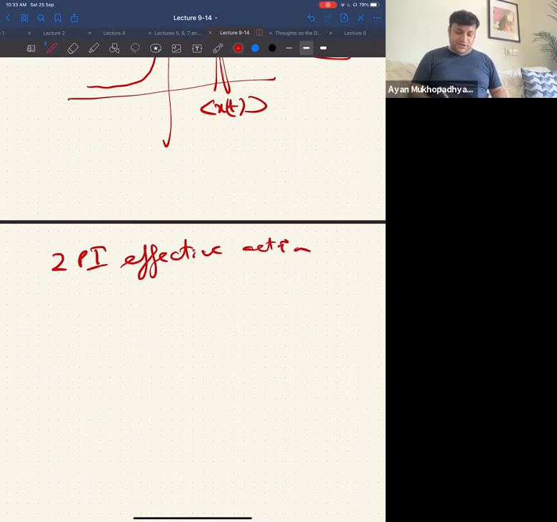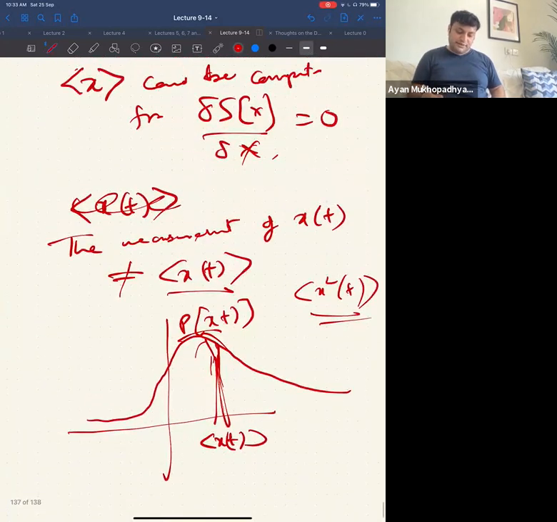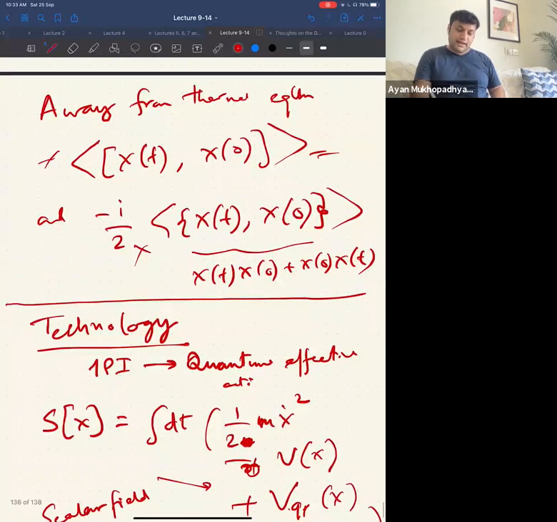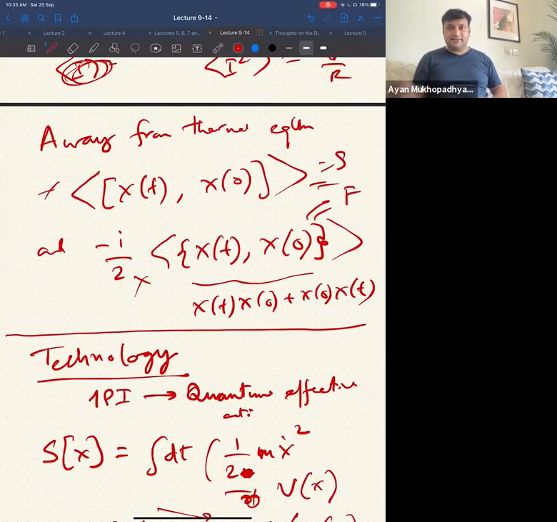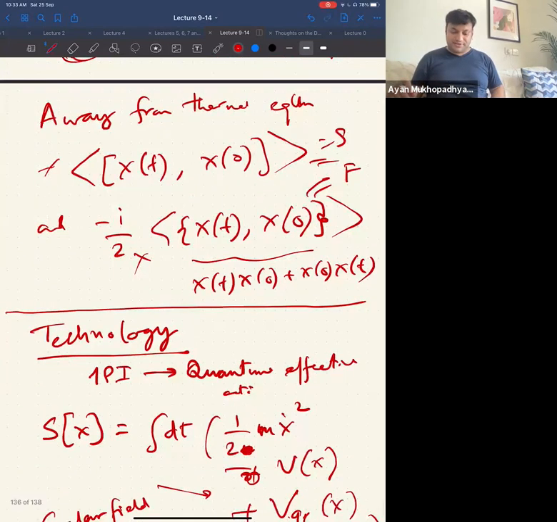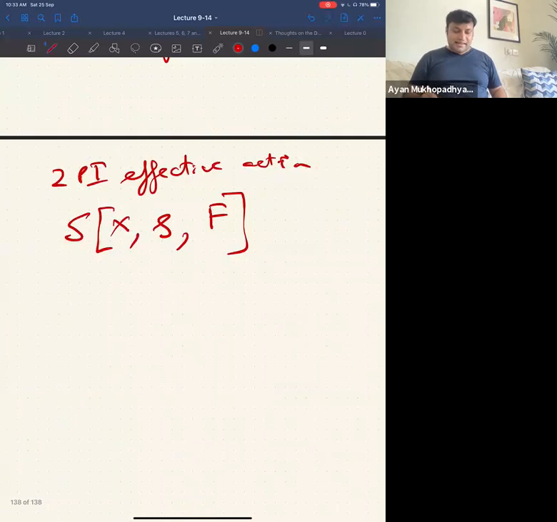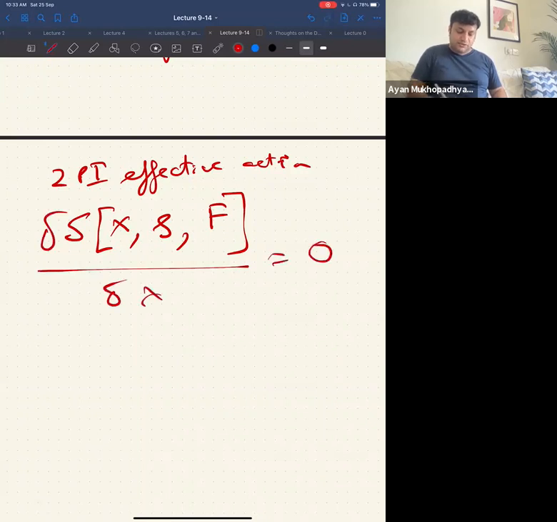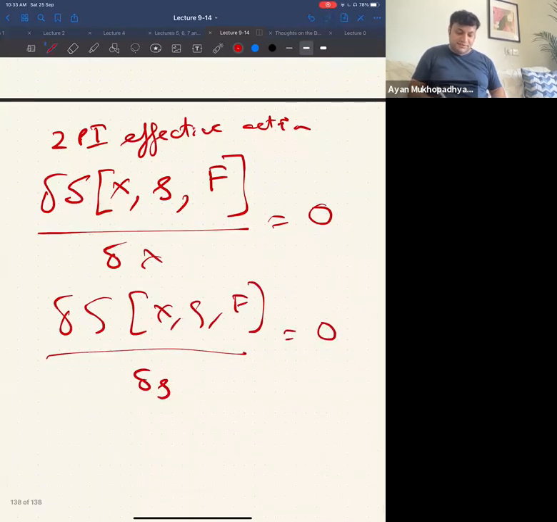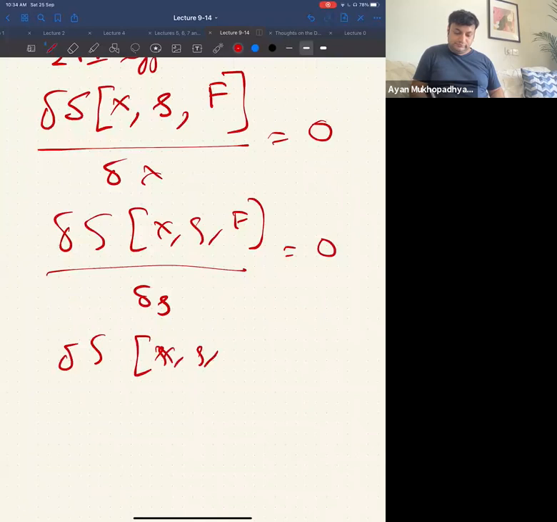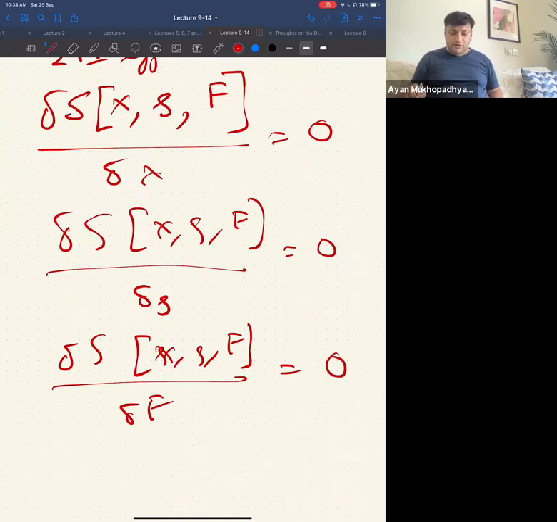In this 2PI effective action, you can construct the action as a function of x, as a function of the commutator and a function of the anti-commutator. So let me define this as the commutator and call it rho, and call this one F. I can construct this 2PI quantum effective action like this, right? Now what I need to do is solve all of this together. I need to solve this equal to 0, this equal to 0, and this equal to 0. I need to solve for all of this.